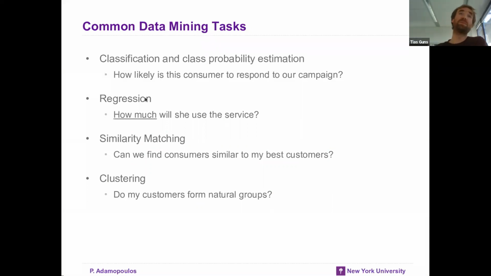And another main problem is that of regression, namely to estimate not a class and not the probability that you belong to a class, but to estimate a certain value. For example, price, cost, how much will somebody use a service, and so forth. And then there's a number of other tasks, similarity matching, clustering, and so forth.